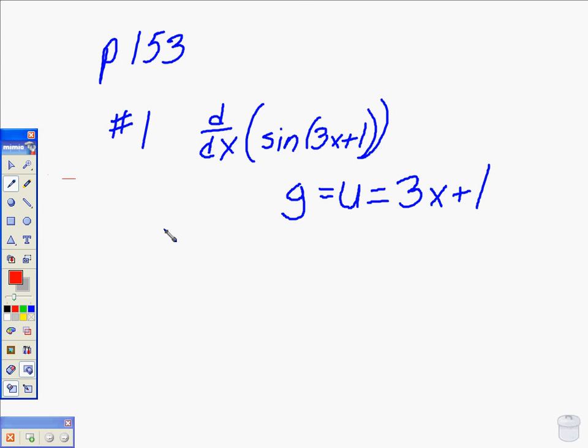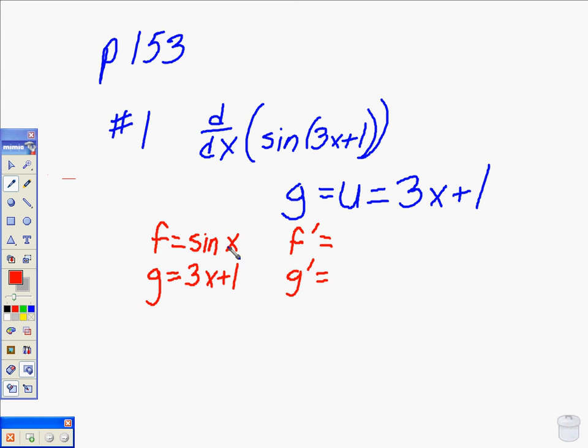Okay, so if they're saying g is 3x plus 1, then I'm going to do what we've been doing for our chain rule, because this is a chain rule problem. Write down f and g and f prime and g prime. If g is 3x plus 1, which is what the book is telling us to use, then f must be the outside function, which is to take the sine of 3x plus 1. So the sine part is f. The inside, 3x plus 1, is g.